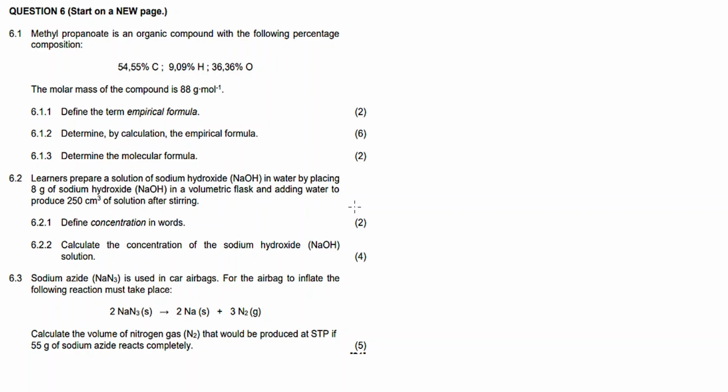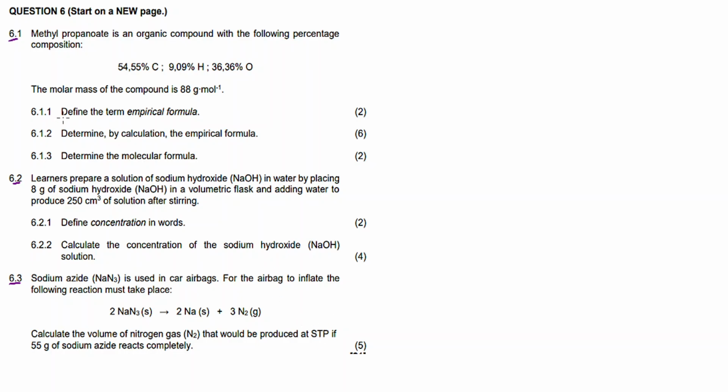Now, we have a 3-part question. 6.1 is empirical formula, 6.2 is on concentration as well, and 6.3 is on stoichiometric calculations at STP.